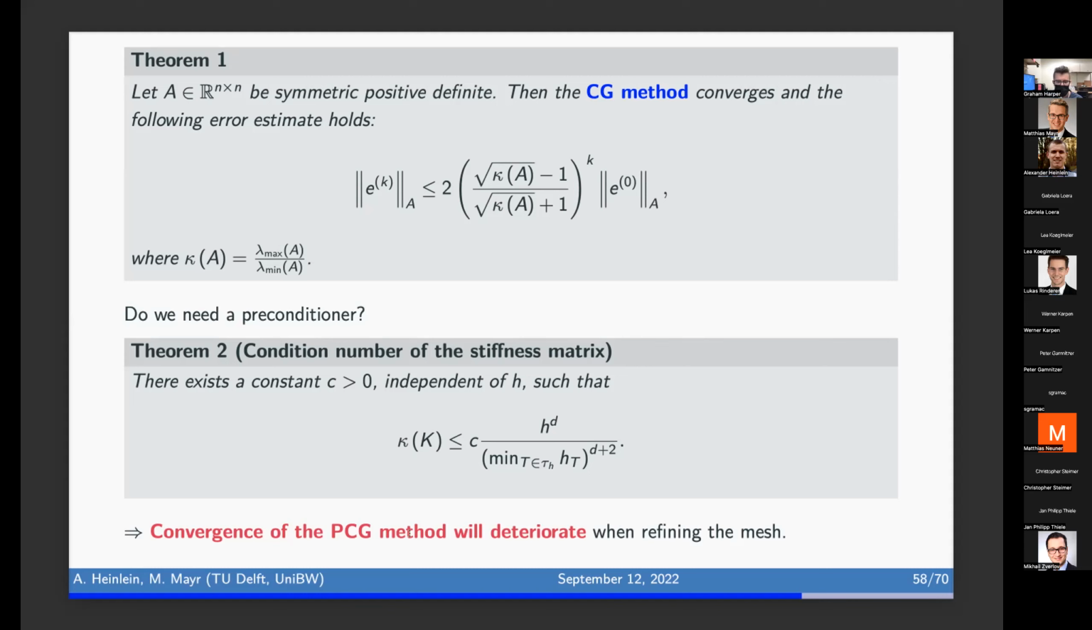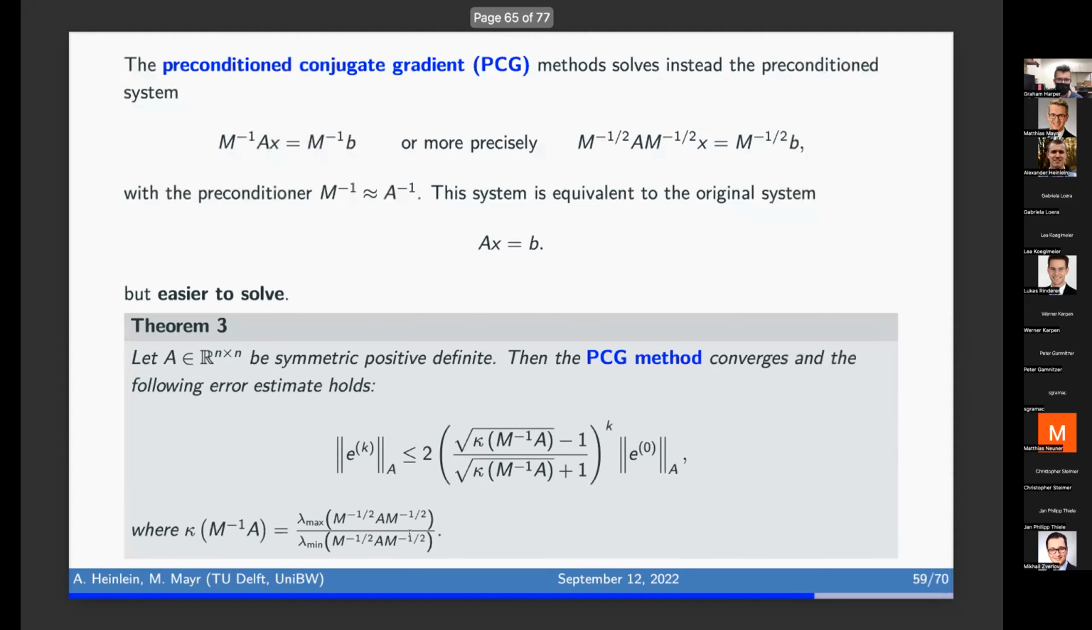And so the important thing is that this is going to deteriorate when you refine the mesh. So what we're going to do instead is we're now going to precondition it, and we're going to say, okay, now what I'd like to do is solve a different system which does have a nice matrix. I'd like to modify my original system and make it a nice matrix. If I make it a nice matrix, I can solve it more easily.